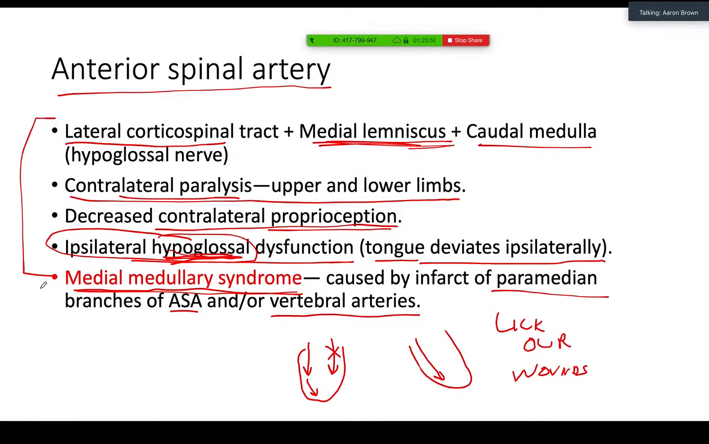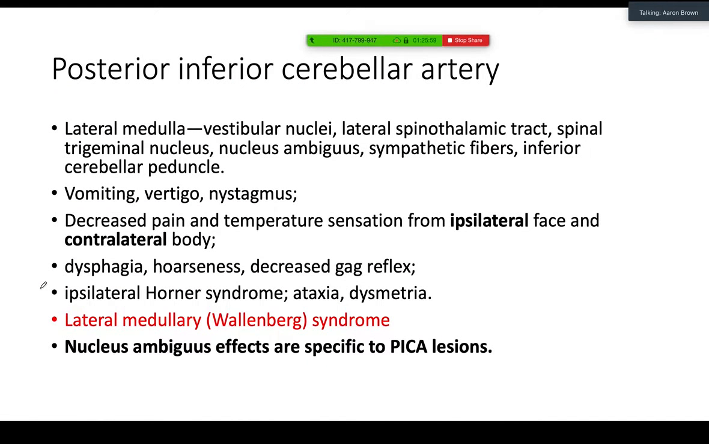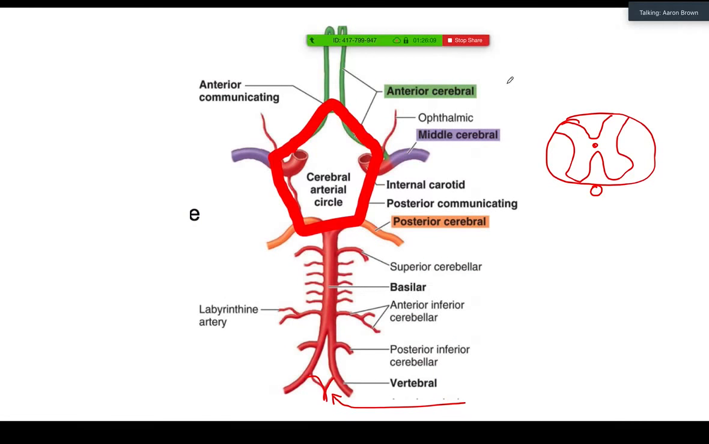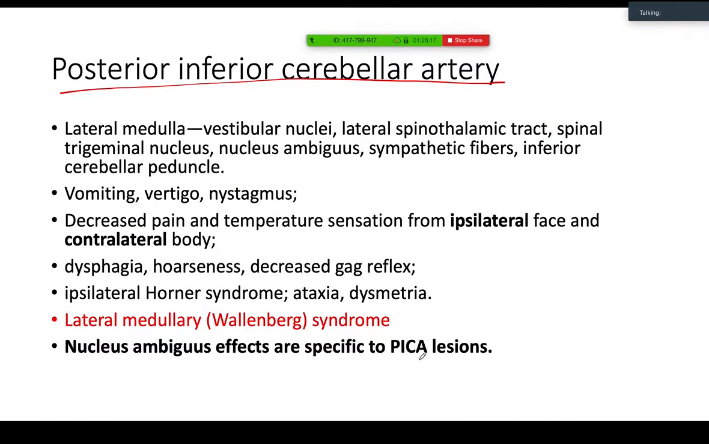What they will ask you about is our lateral medullary syndrome, which we are getting into on this slide. So our PICA, posterior inferior cerebellar artery. Let's go back to our circle of Willis and look at where that is. So here we go. We're down here at our posterior inferior cerebellar artery. This is providing blood supply to the lateral part of our medulla.